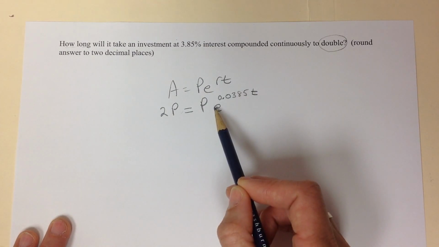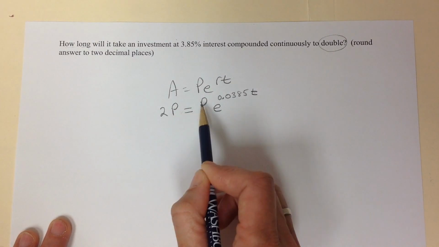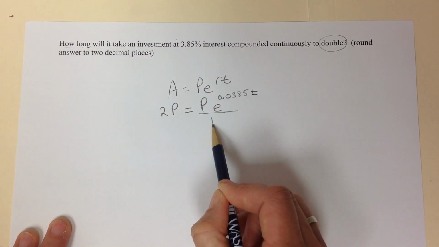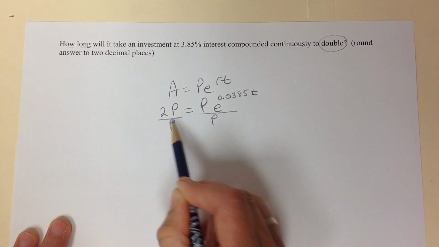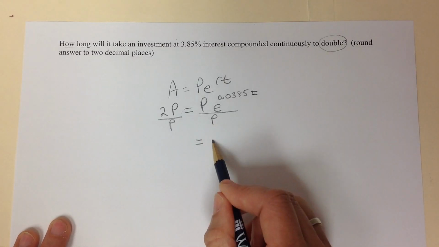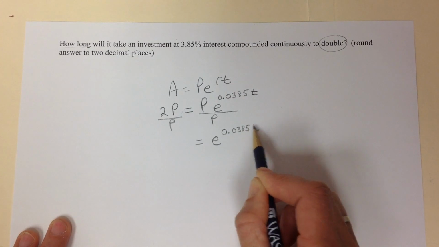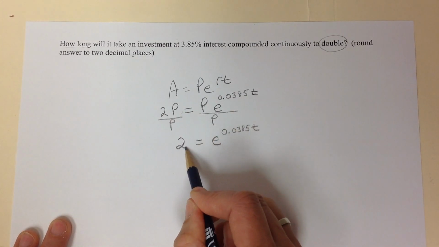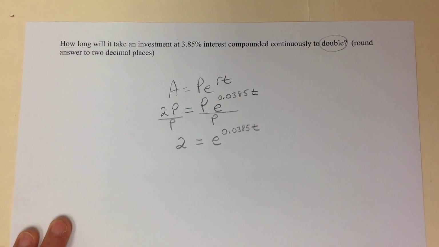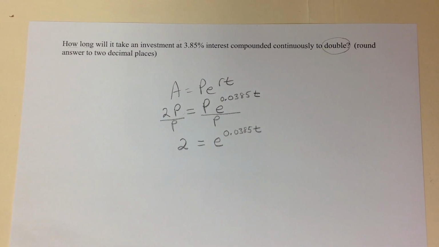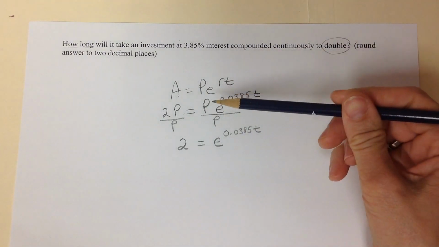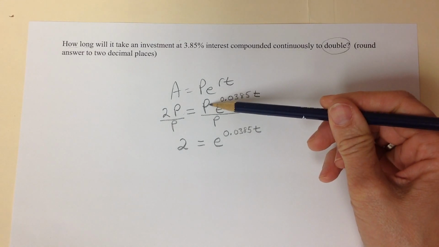But this one's set up really nice because if you notice, P is multiplied on each side, and I can divide both sides by P. So on the left, I'm just left with the exponential, e^(0.0385t). On the right, I just have the constant 2. In general, you want to avoid dividing by variables in an equation, but this one, again, is special because P represents how much I'm investing.